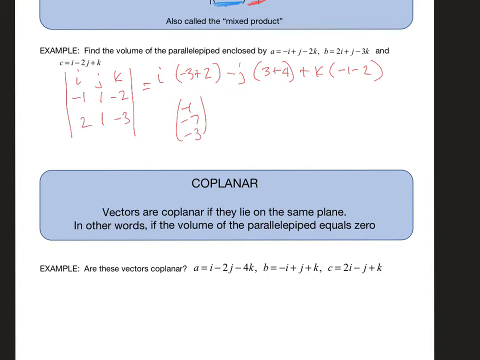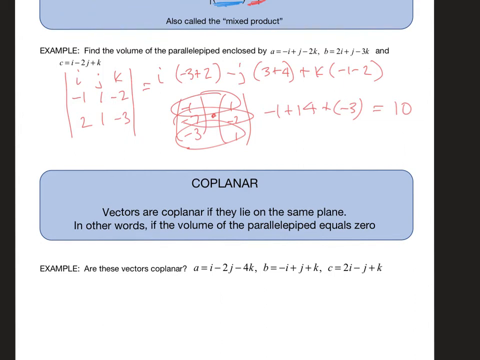Now I have to do the dot product with the one vector that I haven't used yet, which is vector C. 1, -2, 1. And if you remember, I'm going to multiply these two together. I'm going to add to that these two multiplied together. And I'm going to add to that these two multiplied together, which equals 10. If I had to, I would take the absolute value in order to make that positive, but it's already positive, so that is the volume.